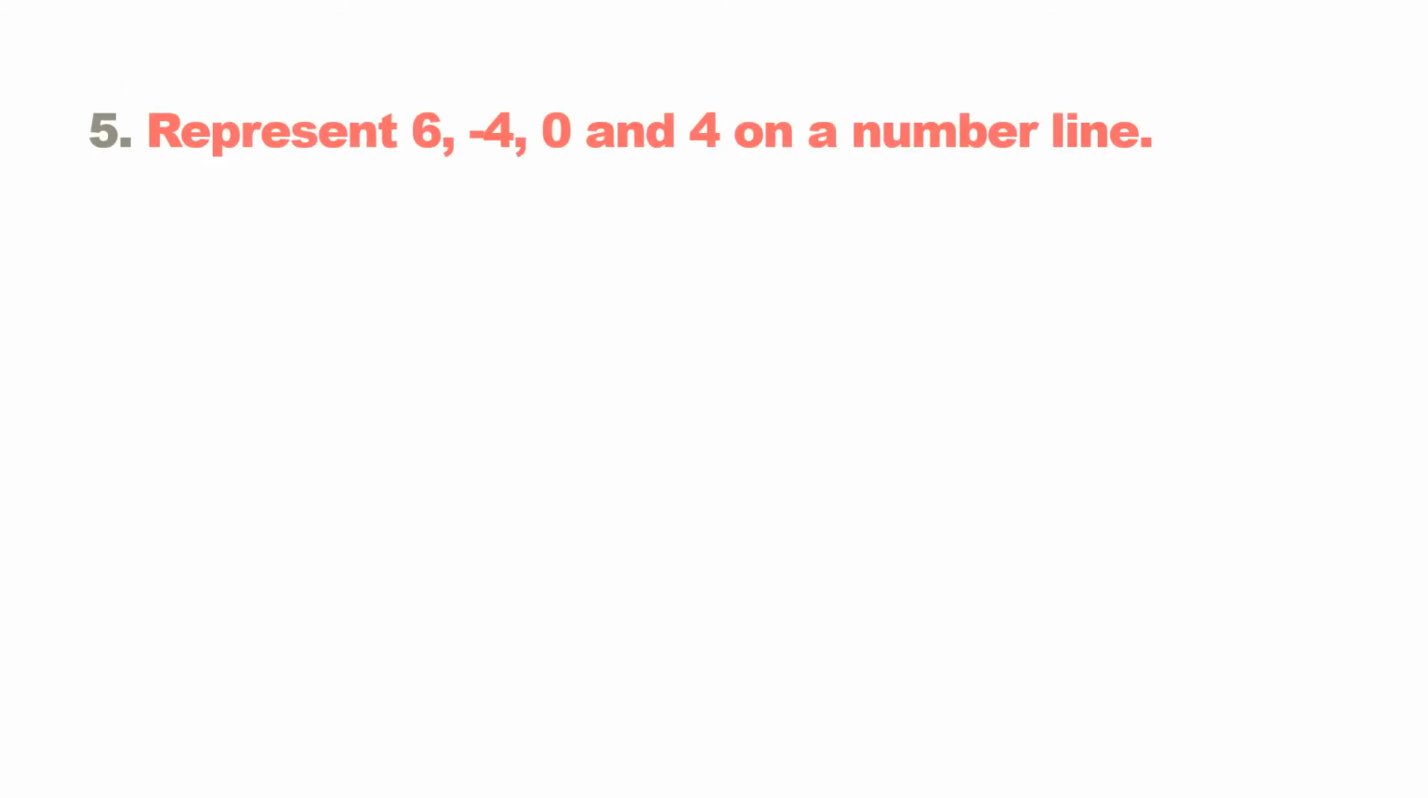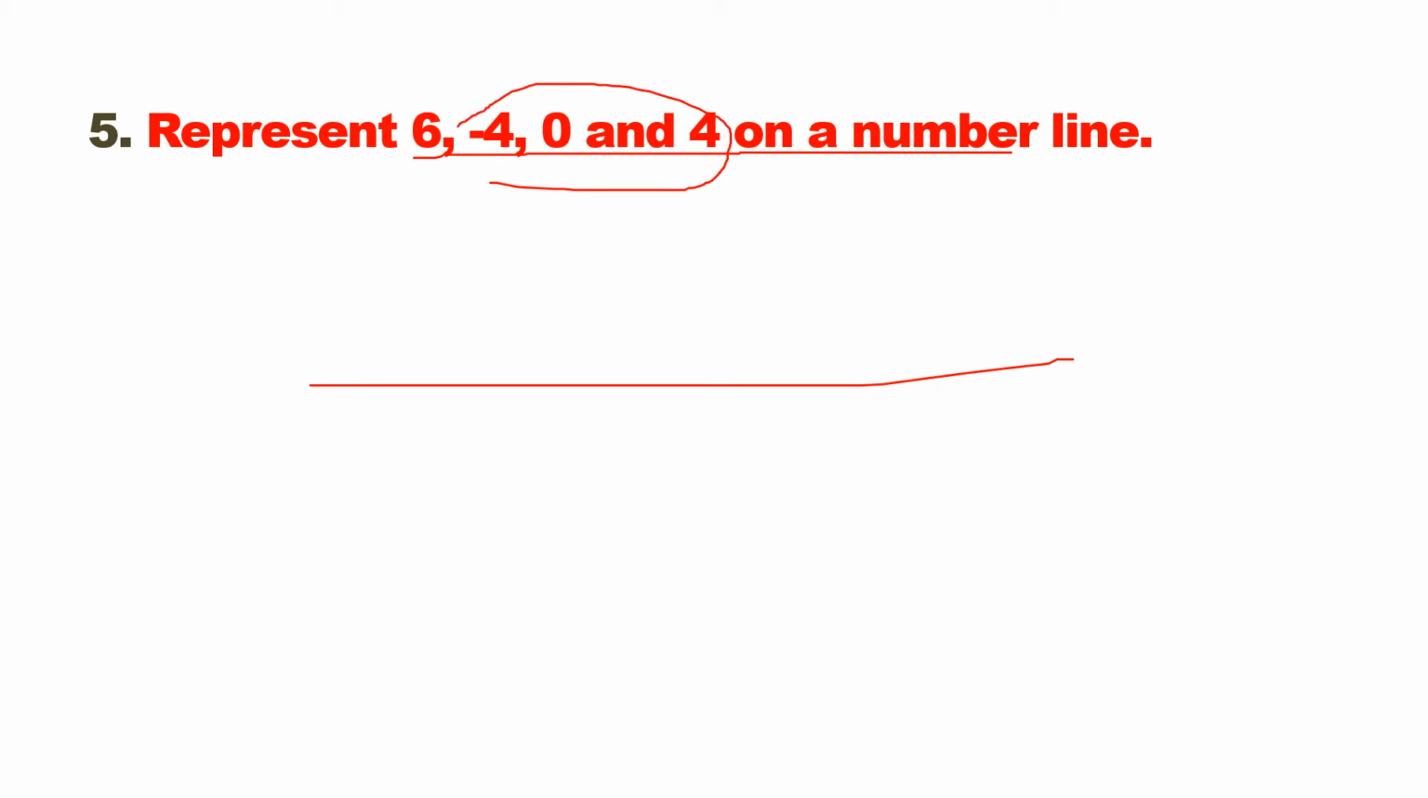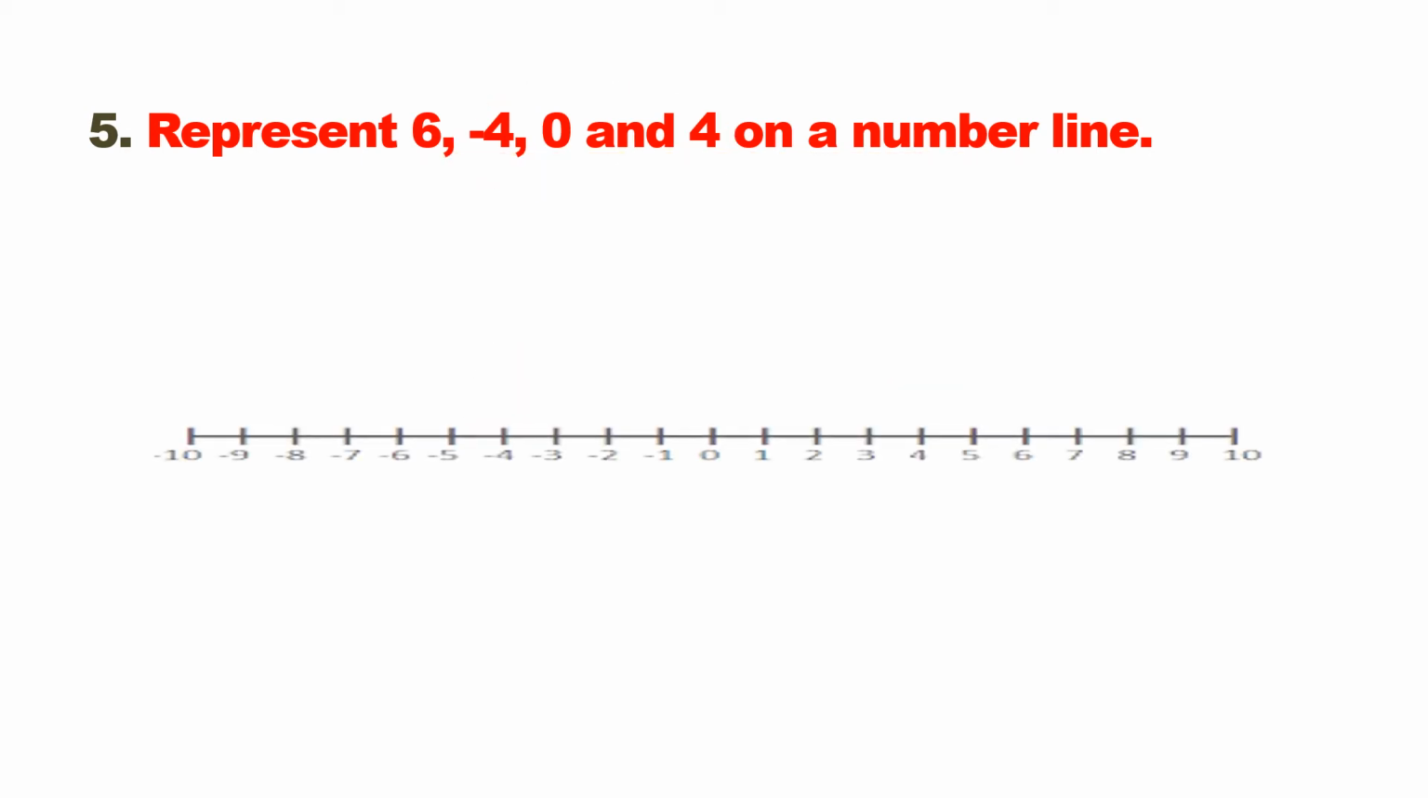So here is the next question. Represent 6, minus 4, 0 and 4 on a number line. Simple, you should draw a number line and represent these numbers on it. Round up the numbers. So first draw the number line. Here 6, 4, minus 4, I can take till 10, it is enough. Now round up this 6, wherever 6 is, and 0, minus 4 and 4. Clear?